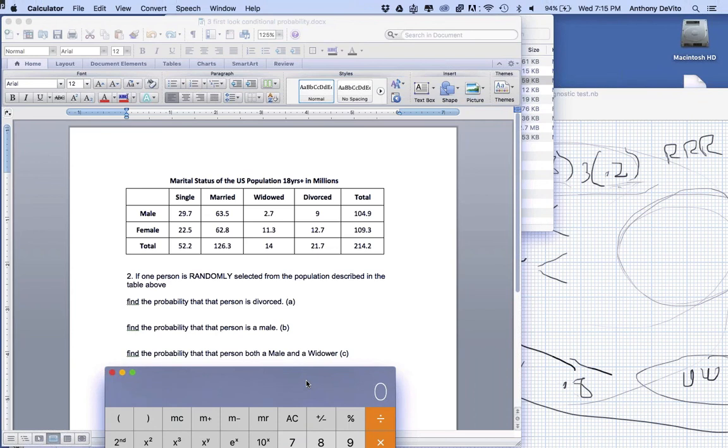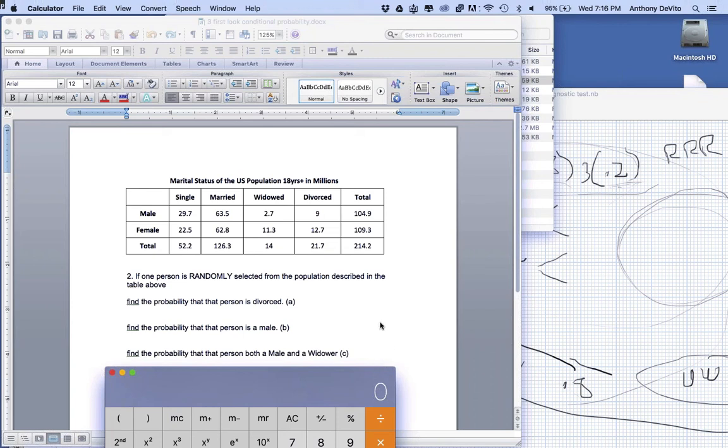Okay, next, find the probability that the person is both a male and a widower. As we think about that, I want you to think about what that means in terms of the probability groups, the Venn diagrams that we were looking at before. So that person is both a male and a widower. He has to satisfy both of those conditions. That means that we're only looking at people out of the total population that are both male and widower.